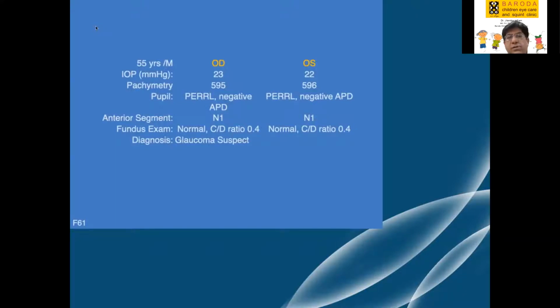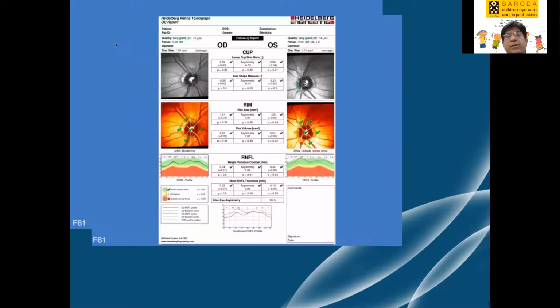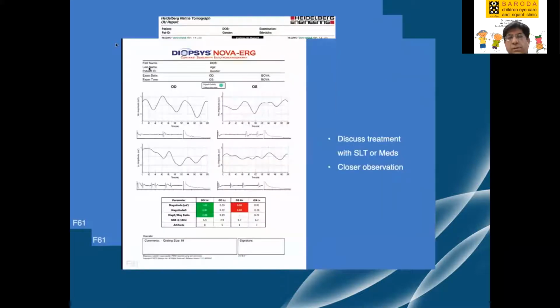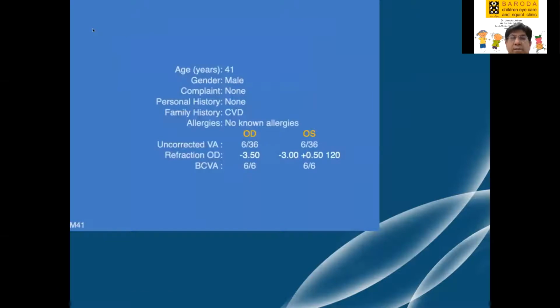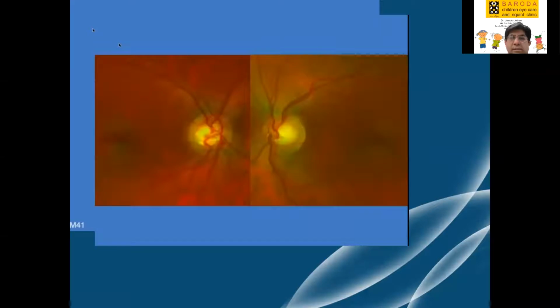There's one patient who was a glaucoma suspect, IOP between 23 and 22, right eye, left eye. This is the OCT, and this was the pattern ERG. We can see this is the 100% contrast, and this is at a lower contrast. But we can see that there is a problem in the pattern ERG. And this is another glaucoma suspect patient, and these are the discs.